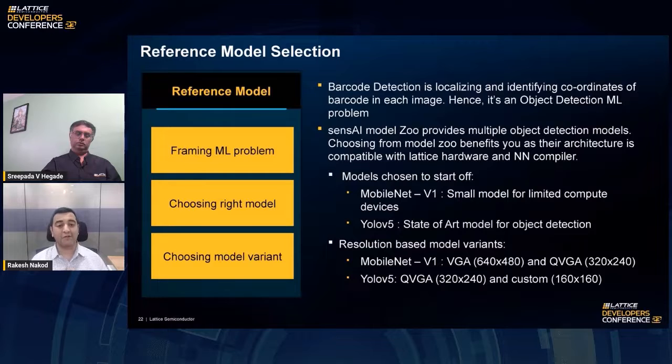Now, for our problem statement, we chose to start off with two models. One is MobileNet. We chose this model because it is very small and was popular for limited compute devices. The other one we chose was YOLOv5, because the YOLO architecture is one of the state of the art models for object detection.